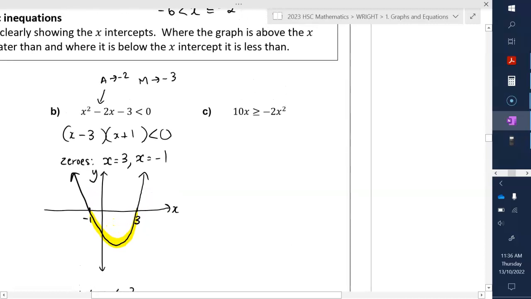Okie dokie. So let's rearrange our next one. 10x is greater than or equal to -2x squared. I'll get the 10x over to the right-hand side. I'm not going to. I'm going to take the -2x squared to the left-hand side. Then I don't have a negative to deal with. And that's a little trick that I find really handy. If we don't need to deal with the negatives, let's not. You can't just make them disappear unless it's mathematically appropriate. But in this case, we can.